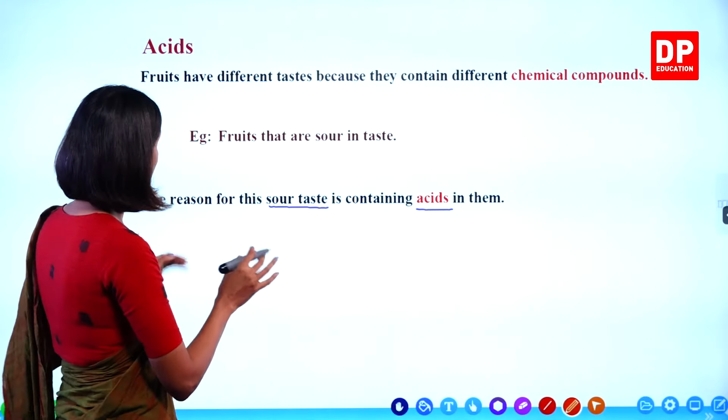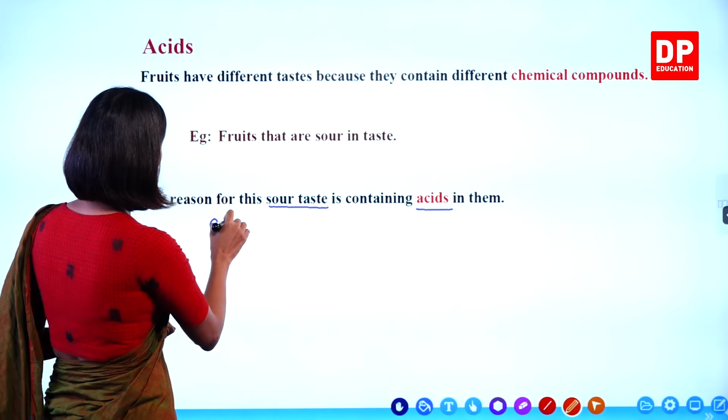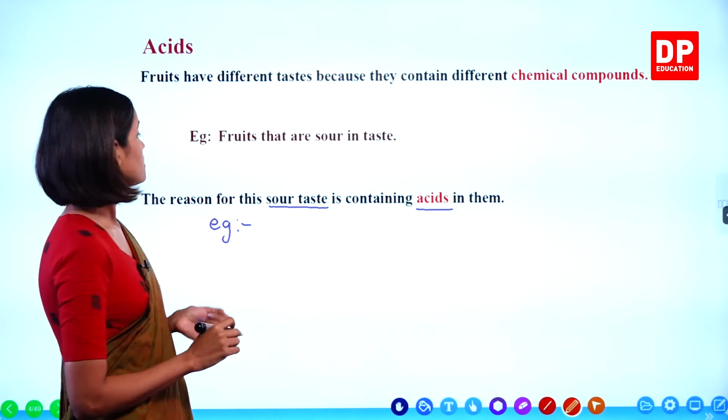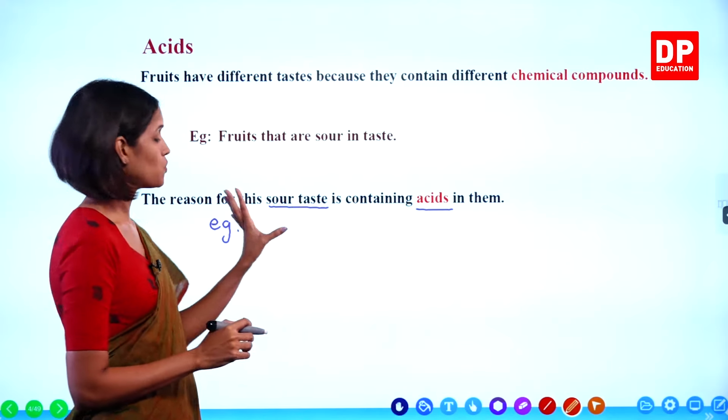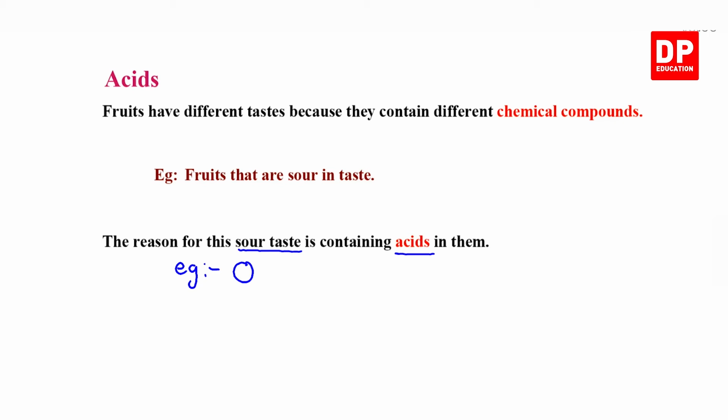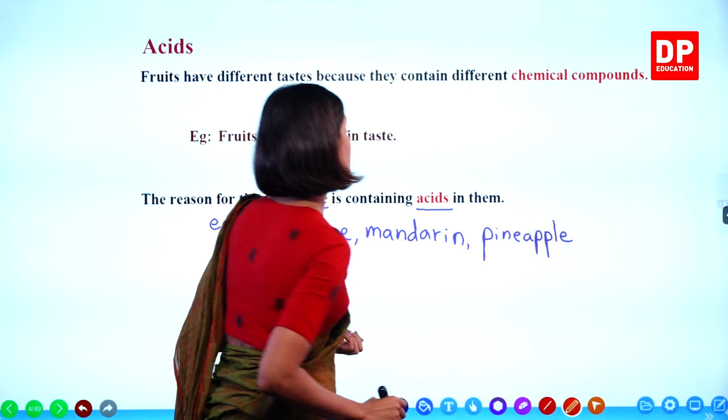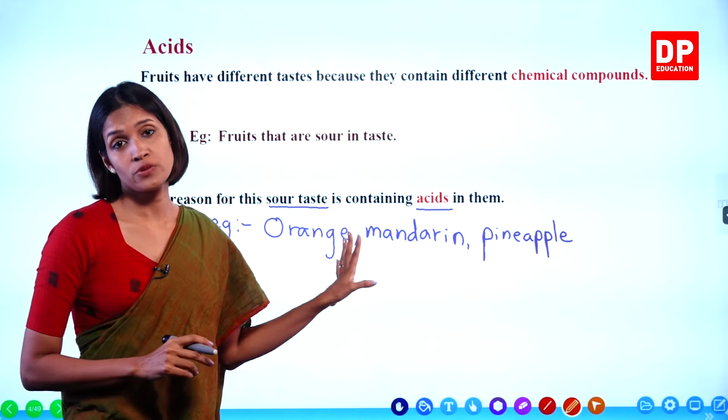So what are the examples? We will write from the fruit basket. The fruits with sour taste, what are they? Orange, mandarin, and even though it was not there in the fruit basket, pineapples. So these are the example fruits.